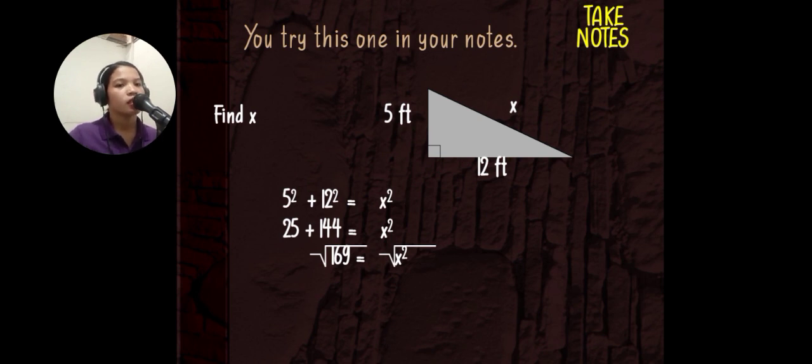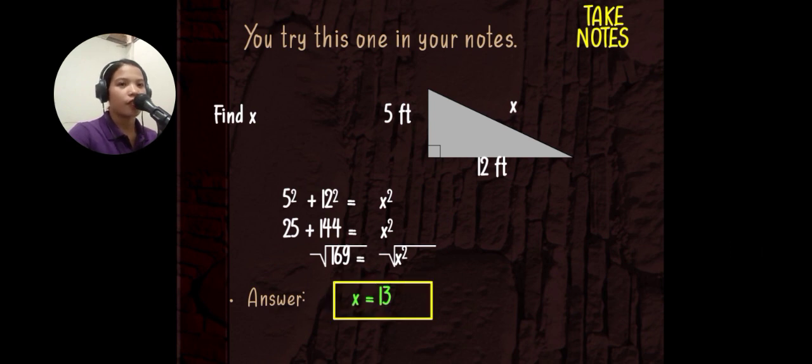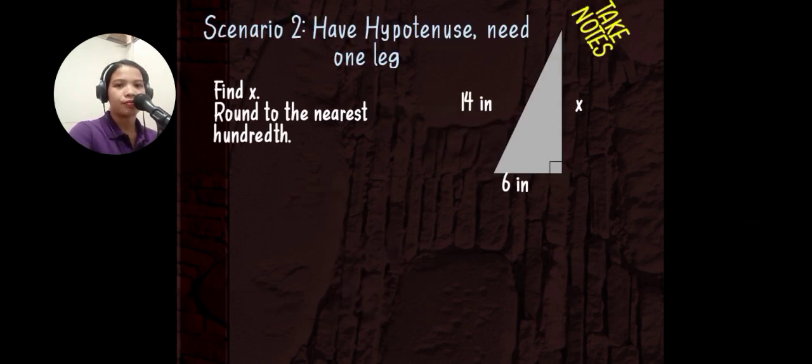No? Alright, so 25 plus 144 is equal to 169. So the square root of 169, try to input in your calculator, the square root of 169 is equal to 13. Alright, so the value of x is 13.